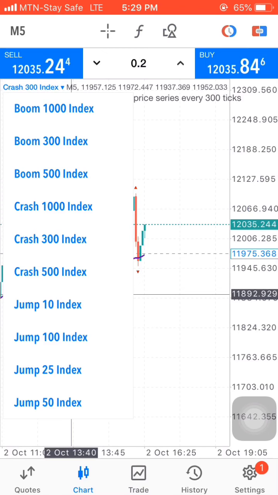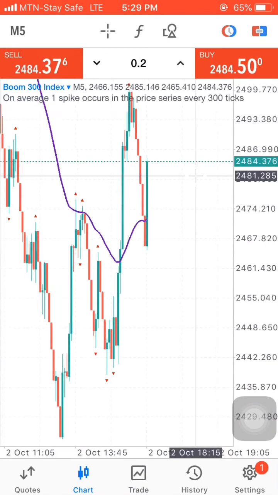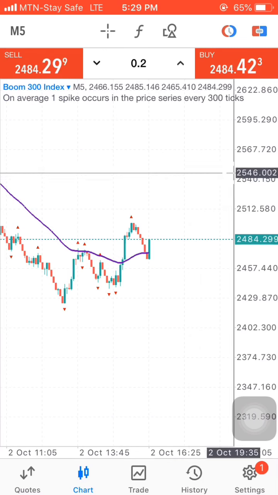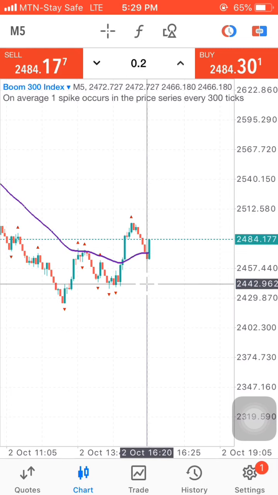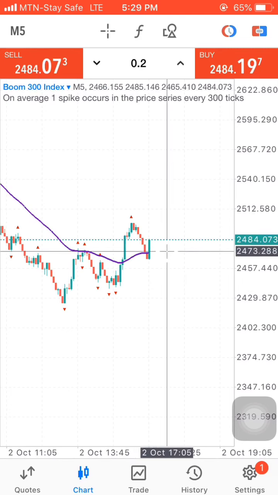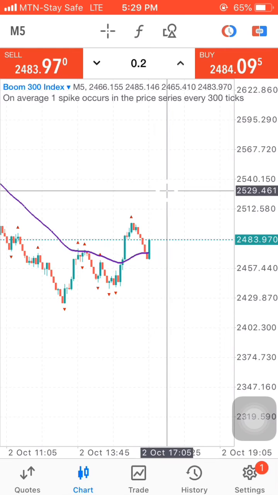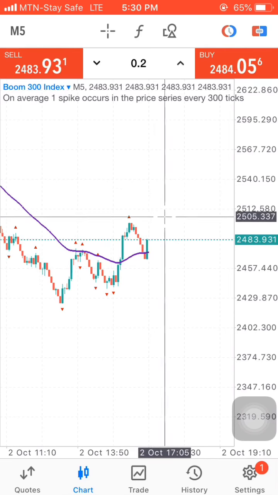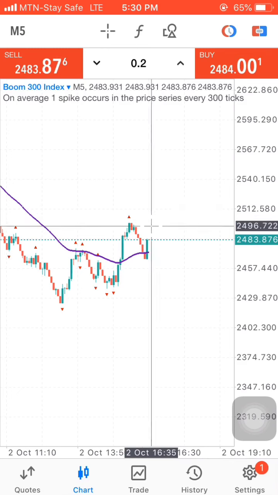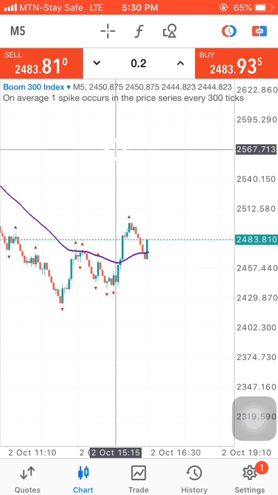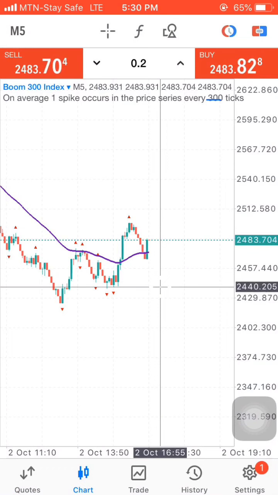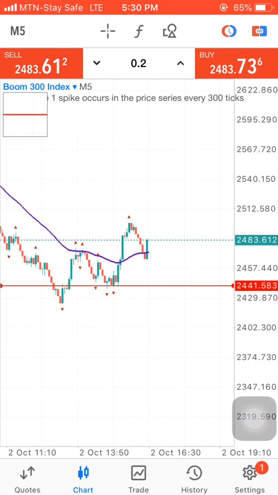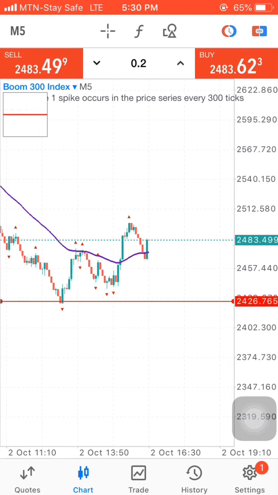Let me show you something on the Boom 300. All right, the boom is buying now. So now if I want to scalp this market, I will have to wait for it to pass, maybe buy to a certain level, then I'll wait for it to start coming down. Once it passes the last fractal that it is going to create, for instance, here is a minor support. This is a minor support because of these three fractals that are here.